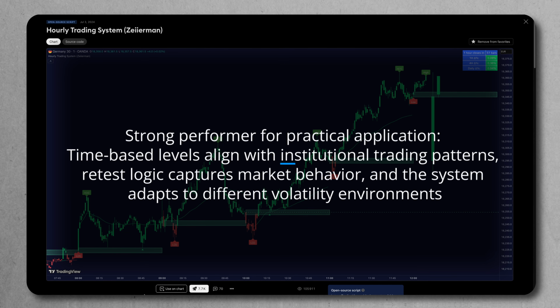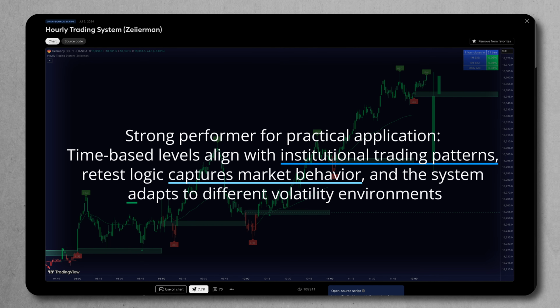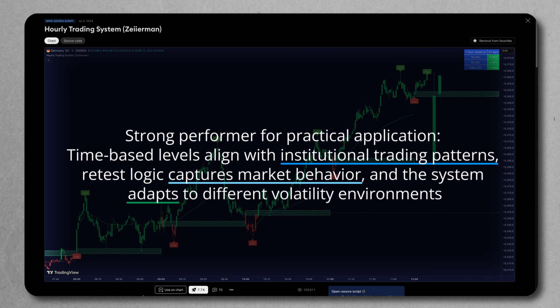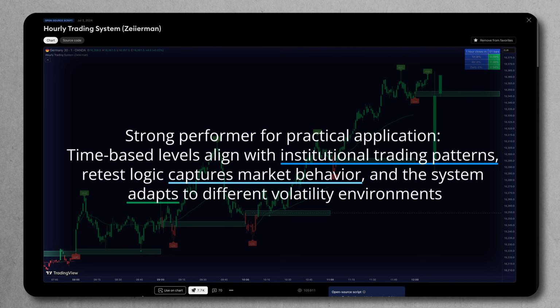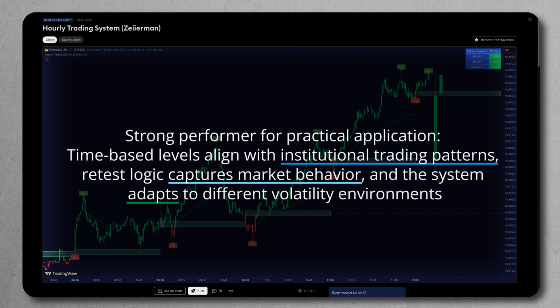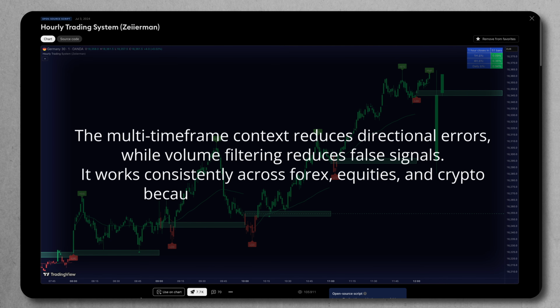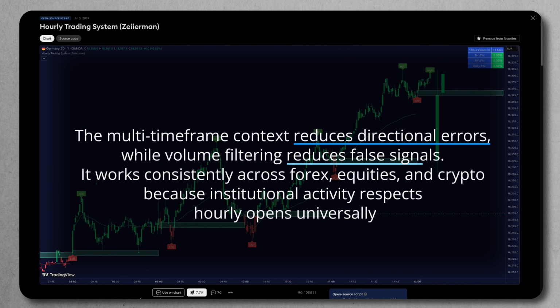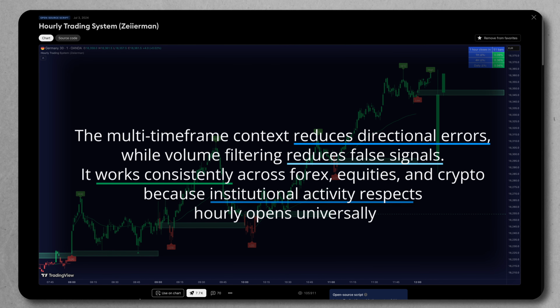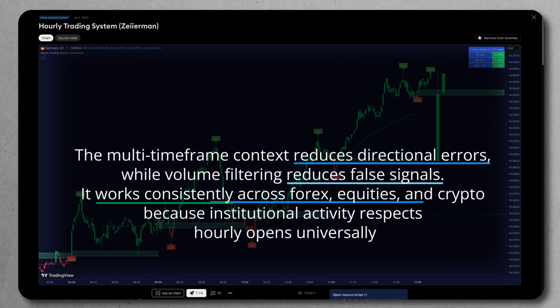Strong performer for practical application. Time-based levels align with institutional trading patterns. Retest logic captures market behavior, and the system adapts to different volatility environments. The multi-timeframe context reduces directional errors, while volume filtering reduces false signals. It works consistently across Forex, equities, and crypto because institutional activity respects hourly opens universally.